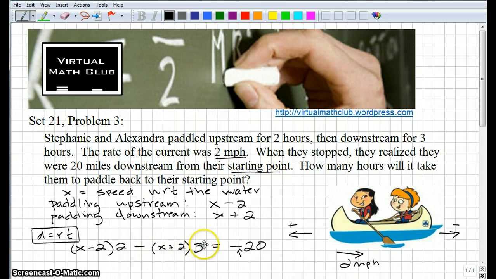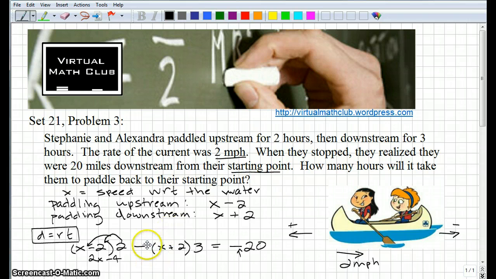And then if you go further than where you started from, you start going negative, right? If you go further downstream from your starting point, you're going less than 0, so you're negative. So now really all we have to do is solve this equation, and that's not too bad. We'll use the distributive property here, and we'll multiply through by this 2, so we get 2x minus 4.